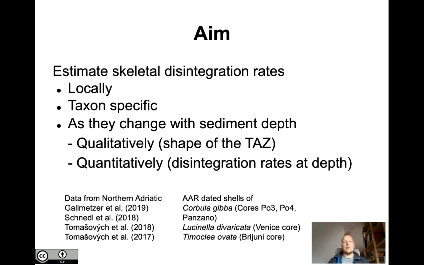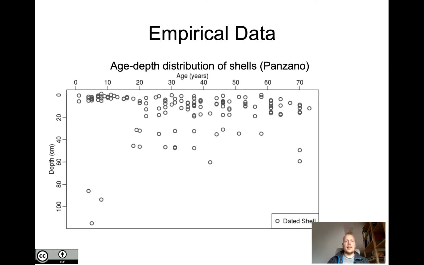For this, I use some data from the Northern Adriatic Sea from the 4 publications listed here. These are all amino acid dated shells of 3 different taxa, and overall these are more than 1,000 individual shells with assigned dates, so this is a really cool data set. As an example, here you can see one of the age depth distributions of shells, giving the age of each shell and the depth at which it was found.